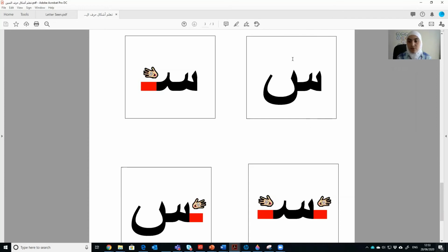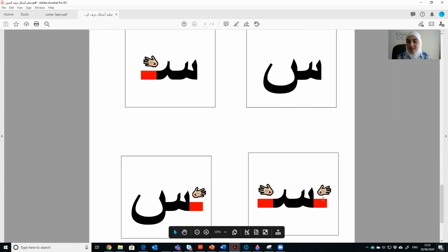This is the first form. The full form of حرف السين without any hands does not connect with any letter. And here, the second form of حرف السين. Where does this form come? Can you tell me? Where? Does it come at the beginning or in the middle or at the end of the word? At the beginning. رائع. This is the form of حرف السين that comes at the beginning of the word and has one hand to connect with the letter after.